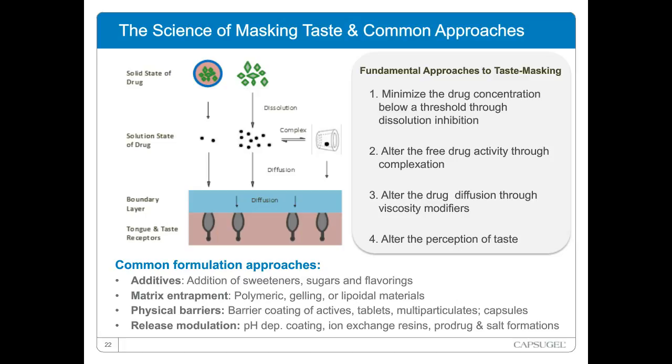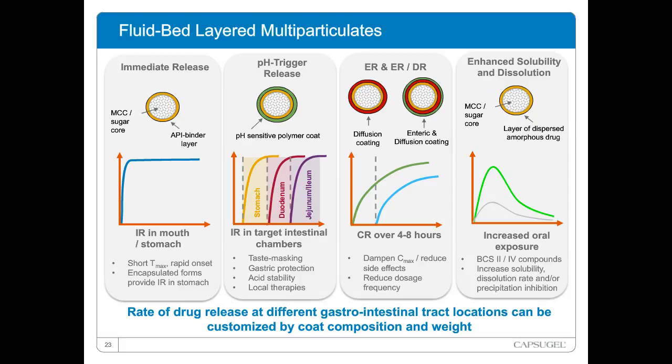Shown on this slide are basic architectures with the mechanisms of release listed, achievable by fluid bed coating of multiparticulates. We have immediate release layers that can be put onto inert cores, as shown in the left. Those can then be further coated for pH-triggered release, extended or diffusive release, and all of those can use enhanced solubility or dissolution profiles.